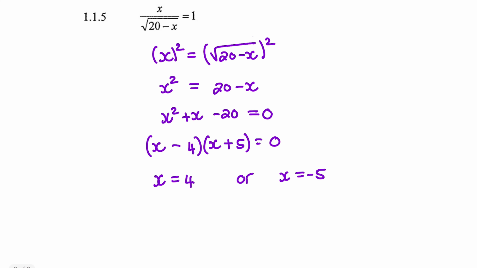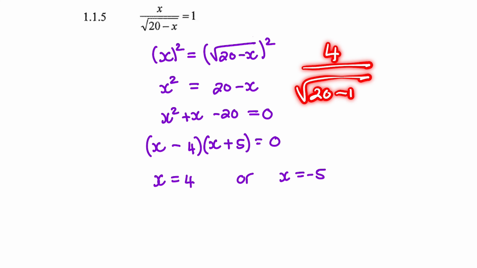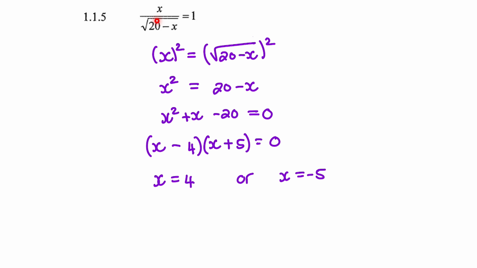Now it's important with square root questions to always check your answer. So what I mean by that is you take 4 and you substitute it into the original equation to see if it will be equal to 1. So we'll have 4 divided by the root of 20 minus 4, which is the root of 16. And that is 4 over root of 16, which leads me to 1. So the left-hand side is equal to the right-hand side. Therefore, x can be equal to 4.